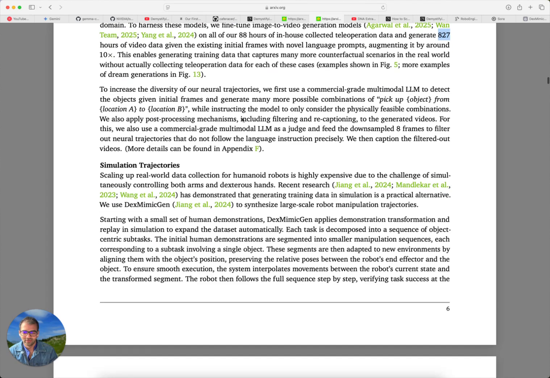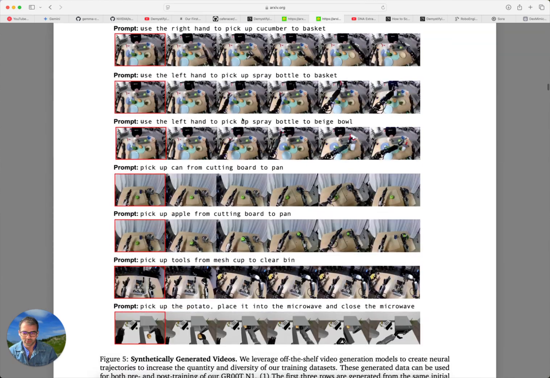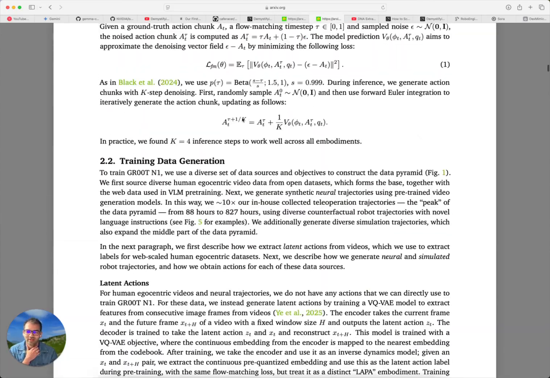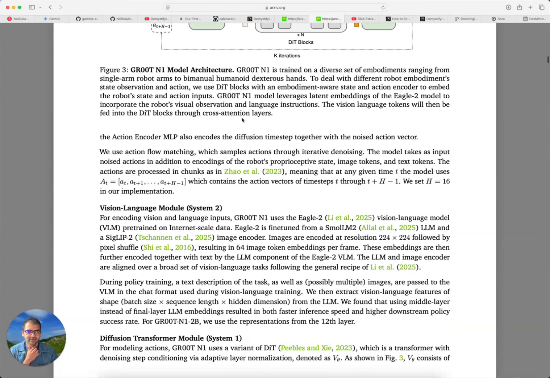All right, I think this was it for GR00T. And let's talk about Gemini and how we can use it to do some clever things next time.